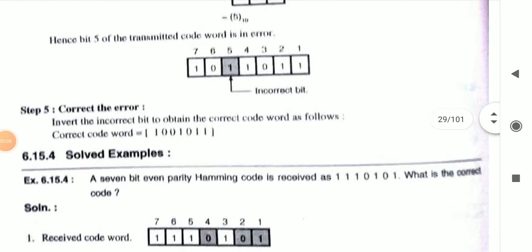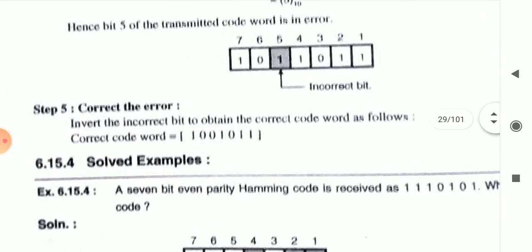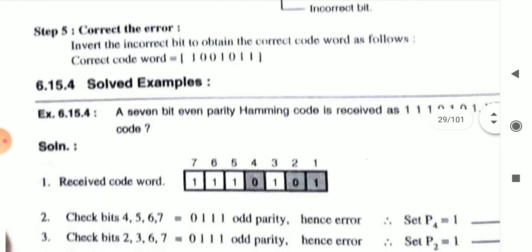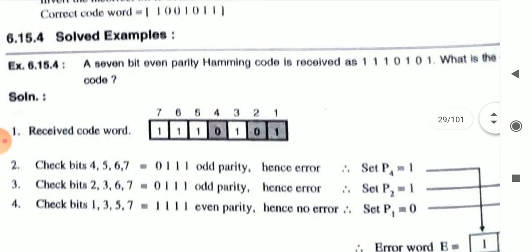Correct the error. Invert the incorrect bit to obtain the correct code word. The correct code word is equal to 100 1011. Now see here there are some solved examples. I will explain one example.